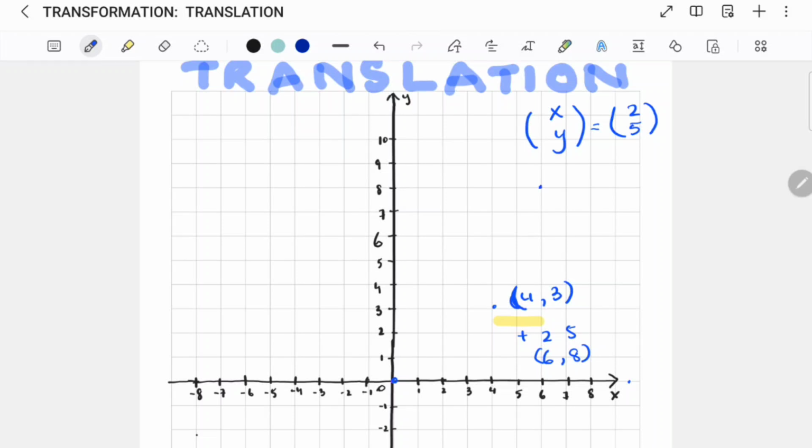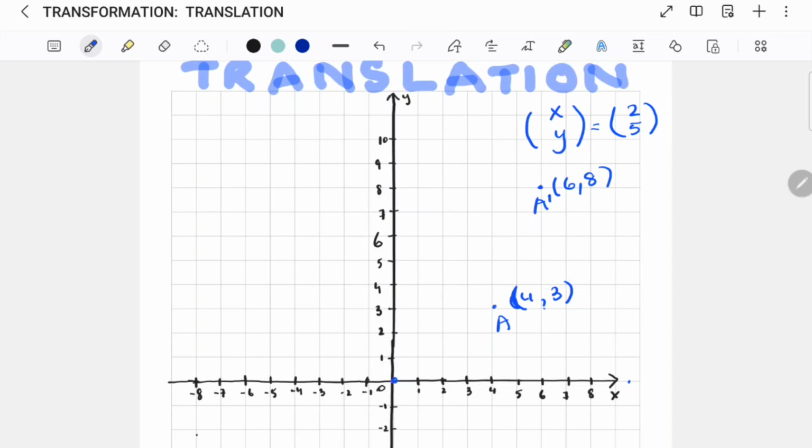Let's see, you don't need to add and subtract. You can move your point like this also: moving 2 points towards the right, and then moving 5 points up, 1, 2, 3, 4, and 5, and you came to 6, 8. That's the same thing you do for negative numbers also. Alright, so that is the object and that is the image.